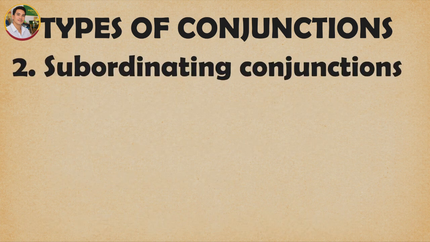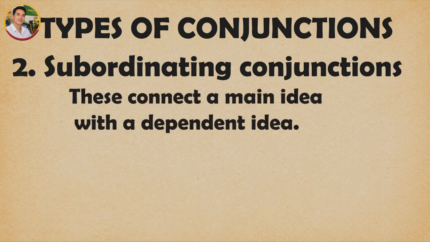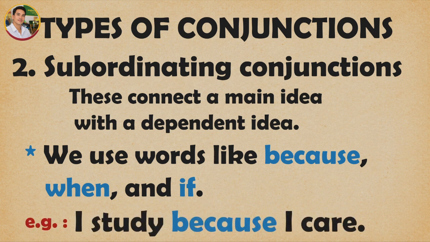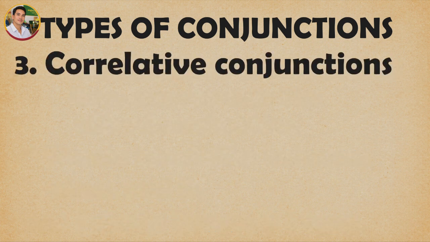Next, subordinating conjunctions. These connect a main idea with a dependent idea. We use words like because, when, and if. For example, I study because I care. The first part is the main idea, and the second part gives the reason. So one idea depends on the other. So I hope you understand this part.